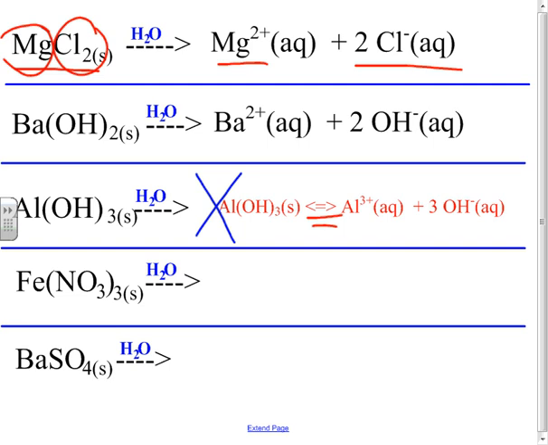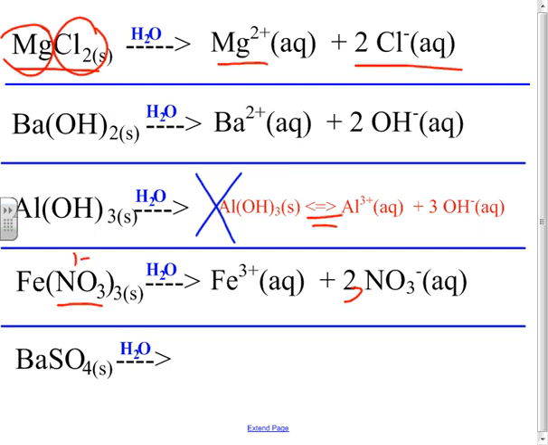Iron 3 nitrate: according to Rule 1, nitrates are soluble. And so iron 3 nitrate is going to dissociate into an iron 3 ion and 3 nitrate ions in solution. And again, we know it's iron 3 nitrate because the nitrates are 1 minus, and 3 nitrates give you 3 positives. Barium sulfate is insoluble, so it will not dissociate in solution.